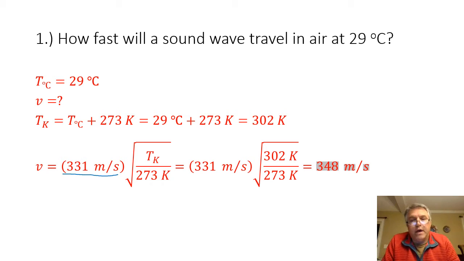Remember, that value is important because that is the speed of sound at 0 degrees Celsius. So I multiply that by the square root of my temperature in Kelvin divided by 273 Kelvin. And when I plug my temperature in Kelvin into that formula, I'm going to get a velocity of the sound wave of 348 meters per second.